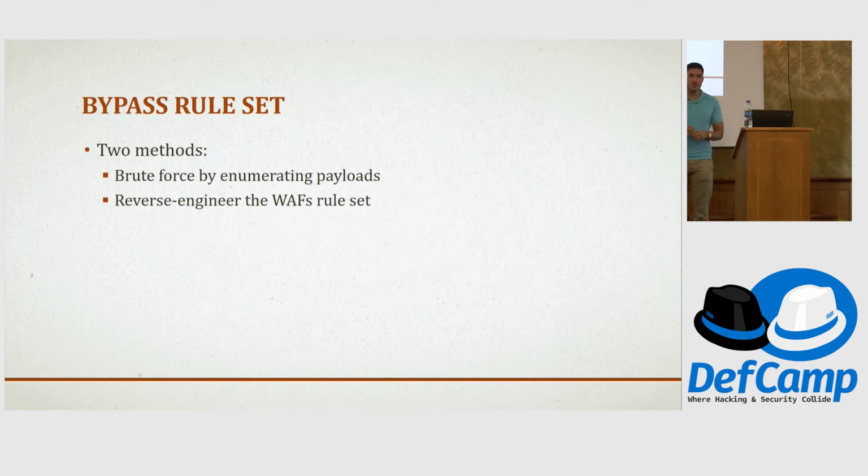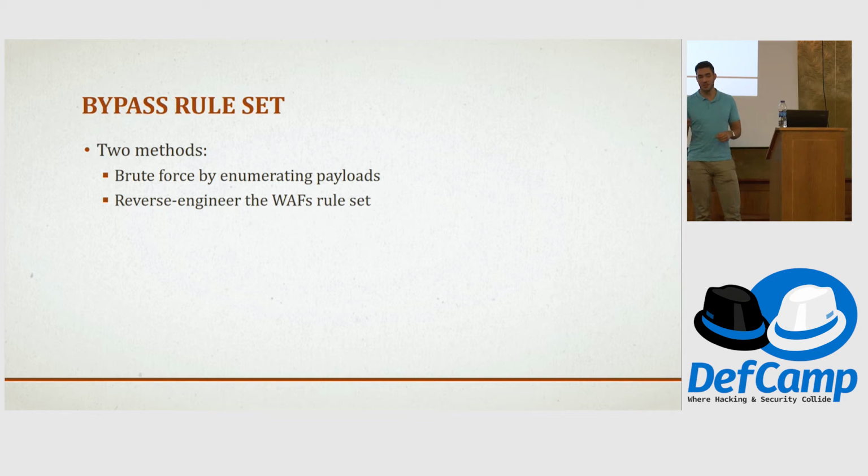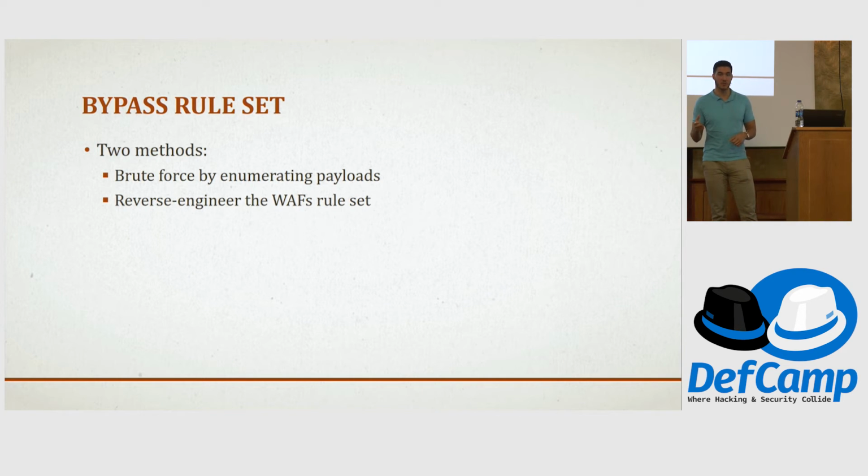But the more intelligent approach is to reverse engineer the WAF's rule set. So we try to find out what the rule set looks like in the WAF: what is blocked by the WAF and what is not blocked. If we know what the rule set looks like, we can attempt to find a payload that is not blocked by the WAF. And this is probably the most successful technique of all the ones mentioned.